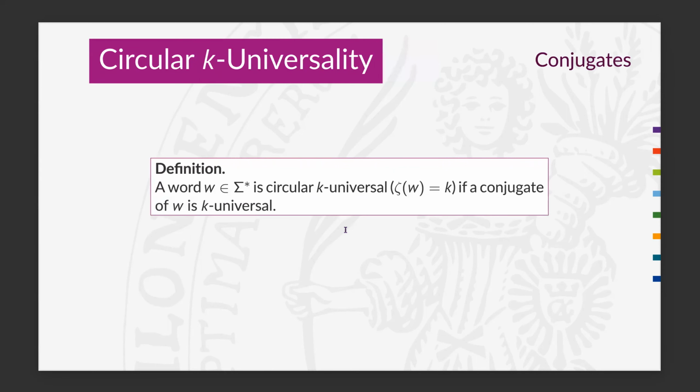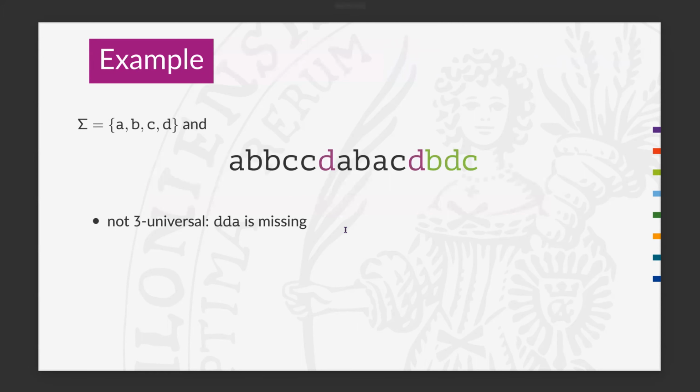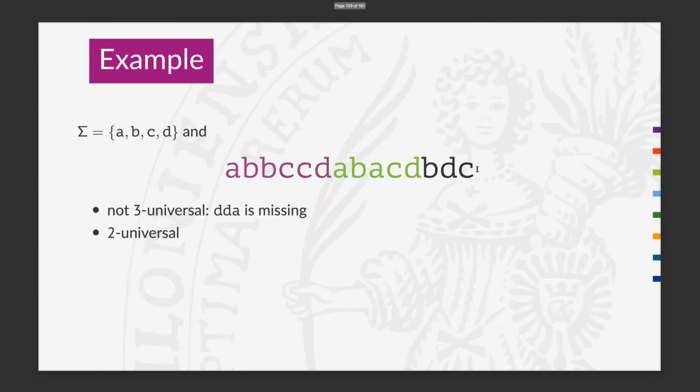And for this, we introduced circular k-universality. A word is called circular k-universal if a conjugate of W is k-universal. I have an example. This one is not 3-universal since DDA is missing. So again, this is a modus and this is a rest. So DD and A are obviously missing. But it is 2-universal.